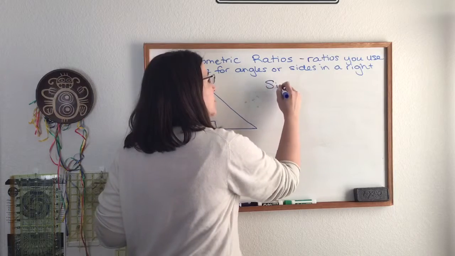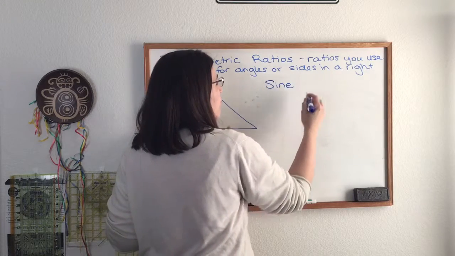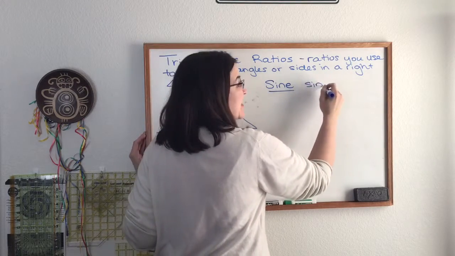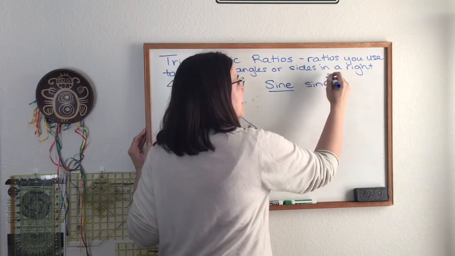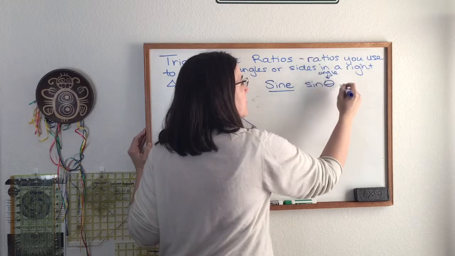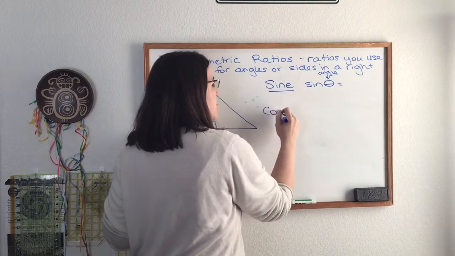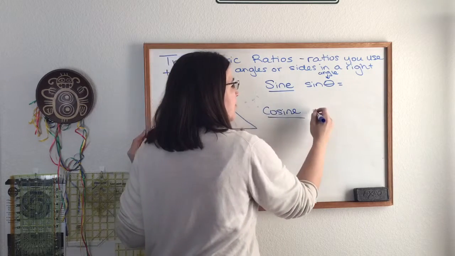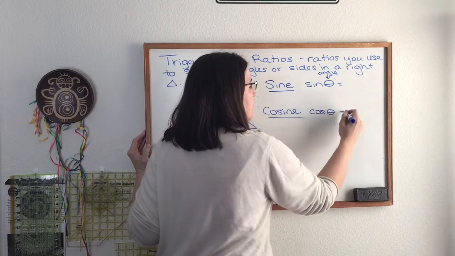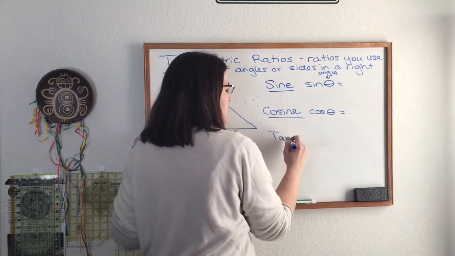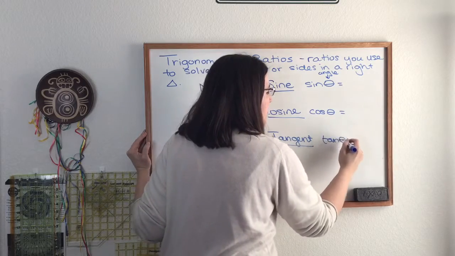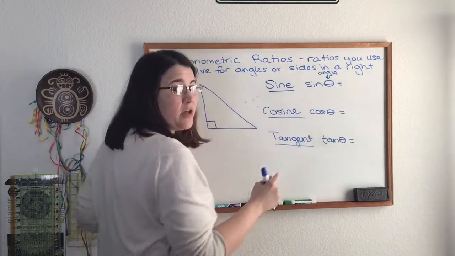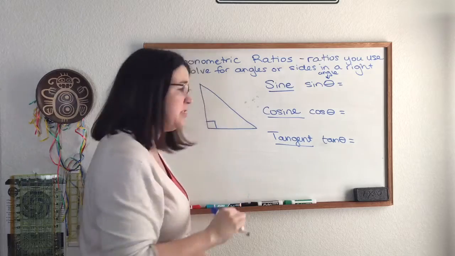The first one is called sine. All right, when we write it, it looks like sin is short, but we still say sine. Okay, theta just means angle measure. We have cosine, which we write as cos. And then we have tangent, which we write as tan. Okay, this is just the angle that you're referring to, and you'll see what I mean in just a minute.